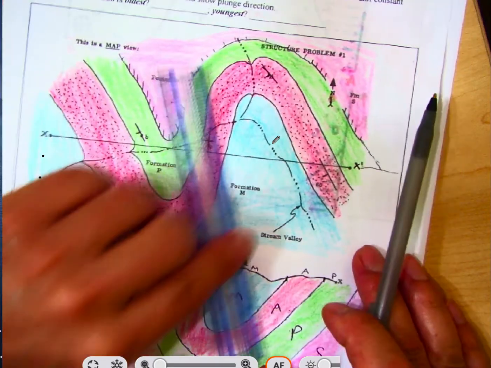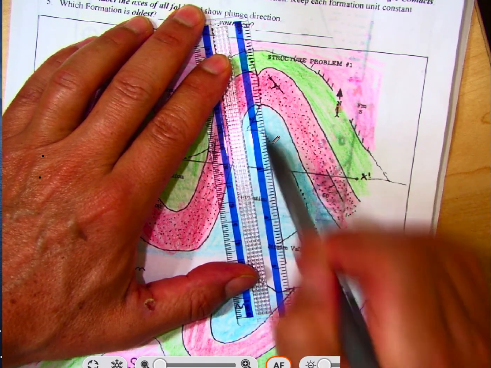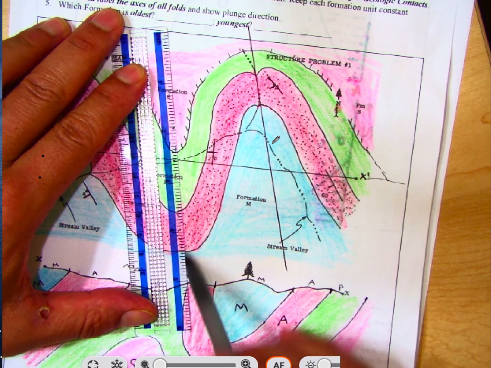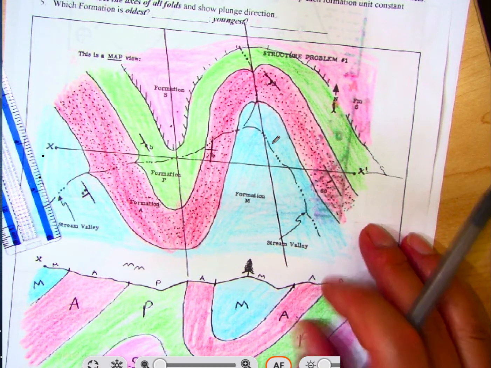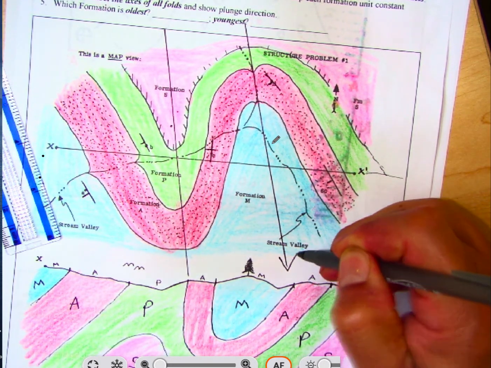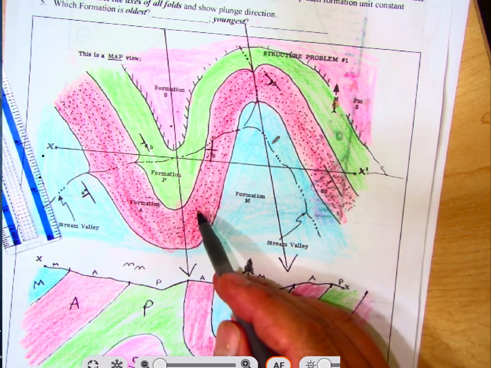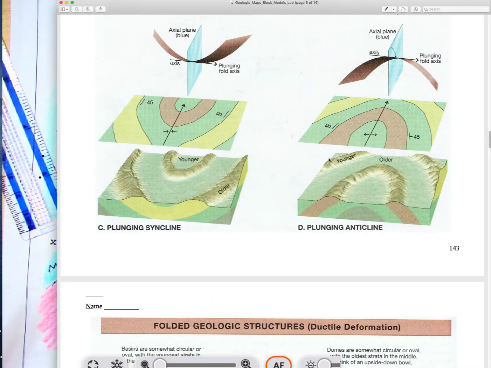So the axes, on the geologic map here, it's going to go right through the middle of the fold. So I'm going to draw one fold axis there, and then for the anticline, I'm going to show the fold axis here. And remember we said that for synclines, the plunge is in the direction of where the fold opens, and for anticlines, the plunge is in the direction where the fold closes. So they're both plunging in the same direction.